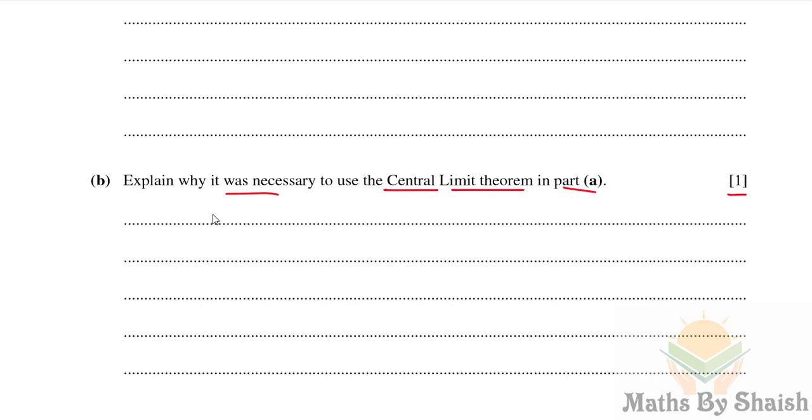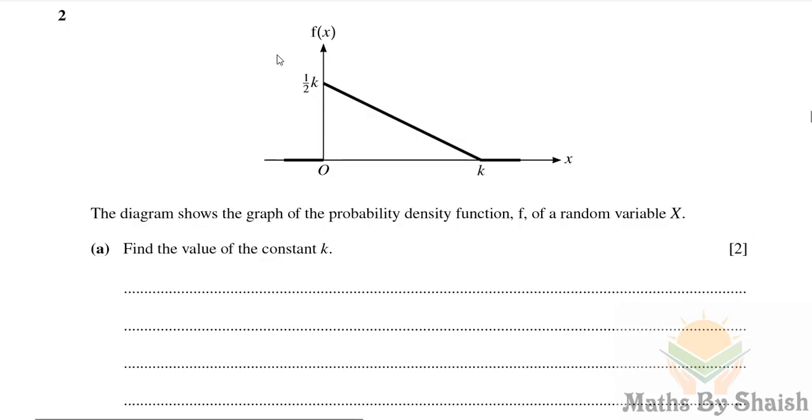So we will write: because the population distribution is not normal, or we can say the population distribution is unknown or not normal.